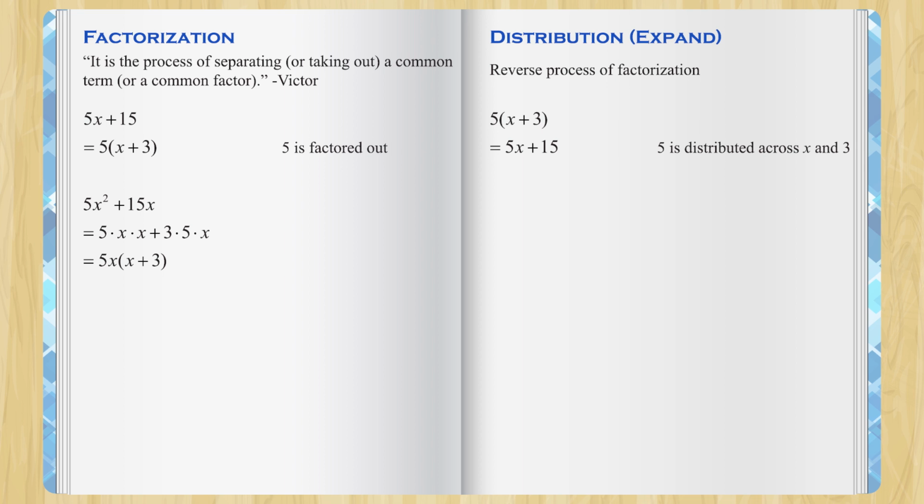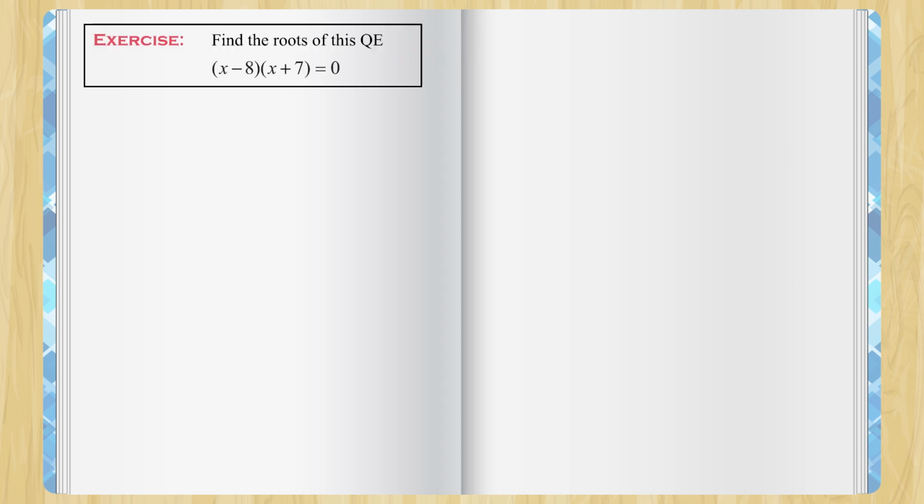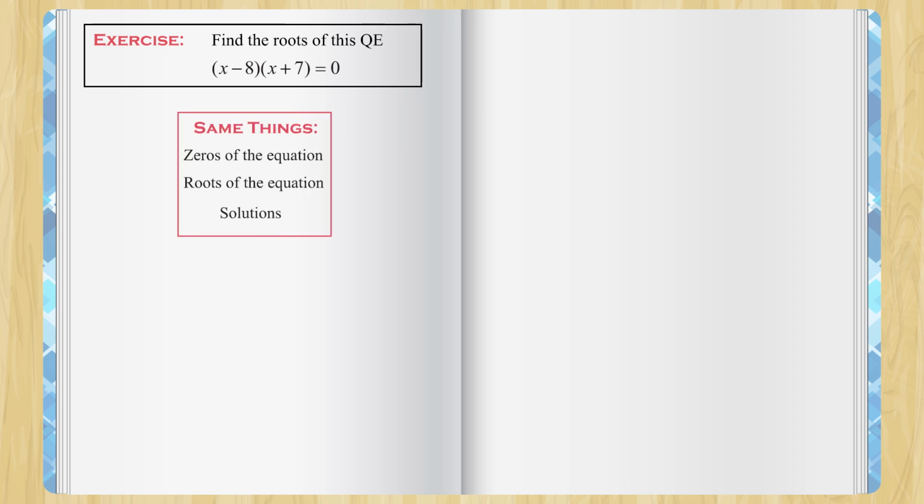Now what we're going to do is bring these processes into a very specific topic in mathematics, which is quadratic equations. Let's start with a simple example. Find the roots of the following quadratic equation, x minus 8 times x plus 7 equals 0. Alright, the first thing you may have noticed is the word roots. It is just a fancy mathematical way of saying solution. Another fancy phrase that is often used is zeros of the equation.